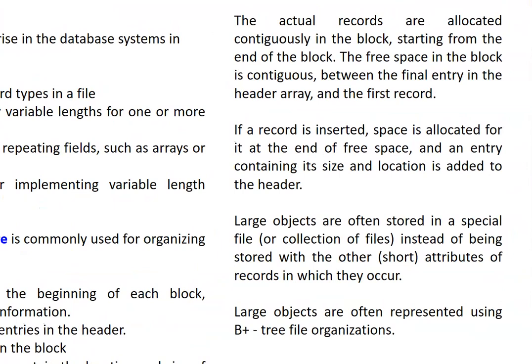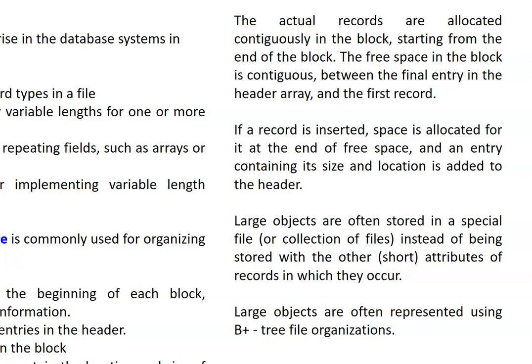The actual records are allocated contiguously in the block, starting from the end of the block. At the end of the block, that is where we start to allocate our records. The free space in the block is contiguous, between the final entry in the header array and the first record. We're going to see that. So if a record is inserted, the space is allocated for it at the end of the free space, and an entry containing its size and location is added to the header.